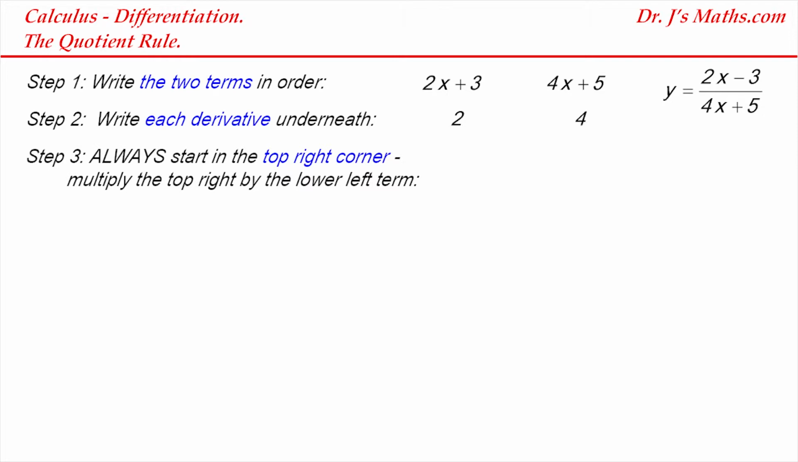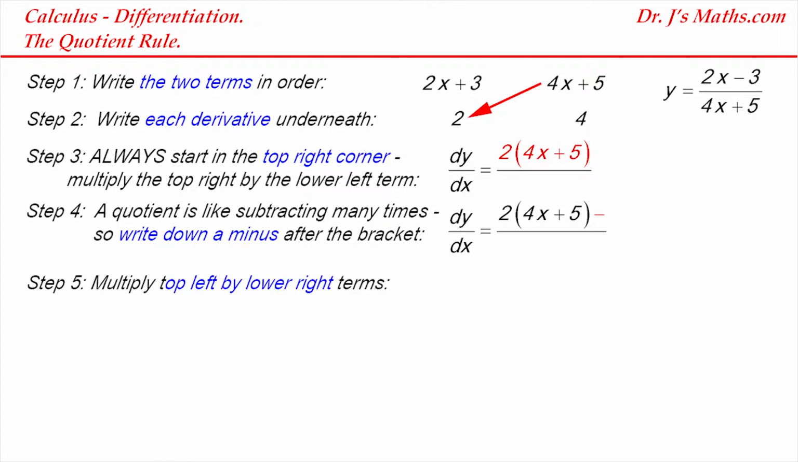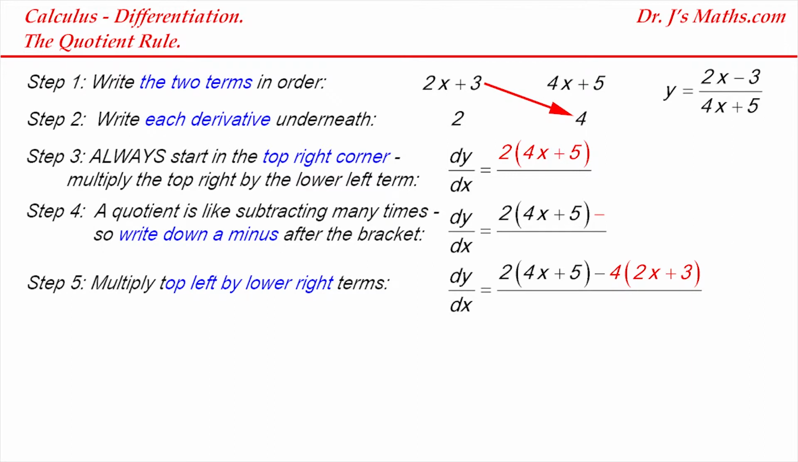Step 3, always start in the top right hand corner and multiply the top right corner number by the lower left term. So we have 2 times 4x plus 5. A quotient is like subtracting many times, so write down a minus sign after those brackets, and then do the reverse step, multiply the top left by the lower right terms. So we now have dy dx is equal to 2 bracket 4x plus 5 minus, from the previous terms, and then we put in 4 times 2x minus 3.